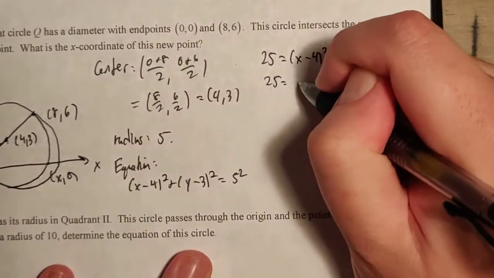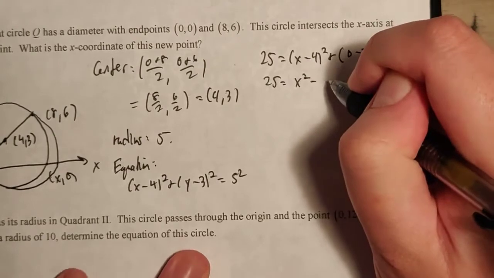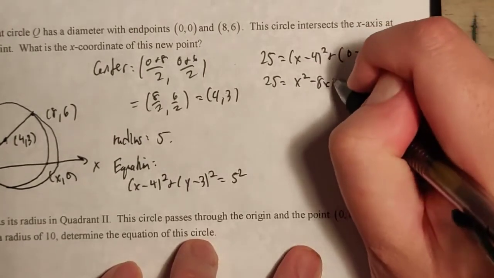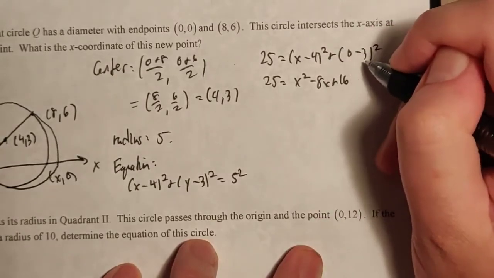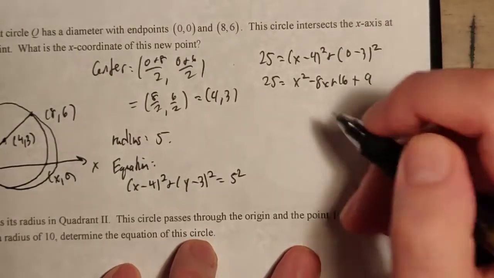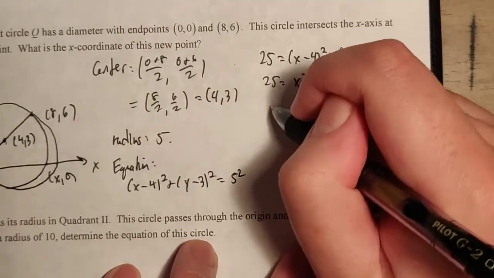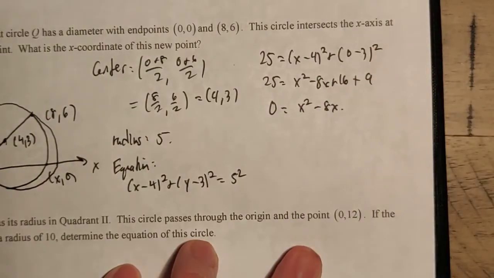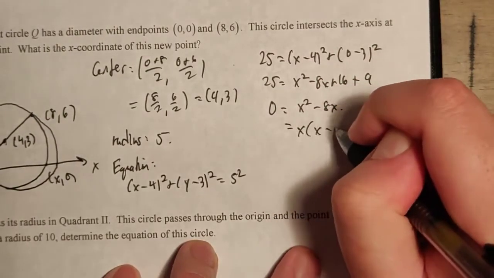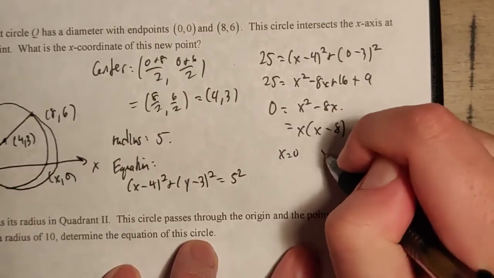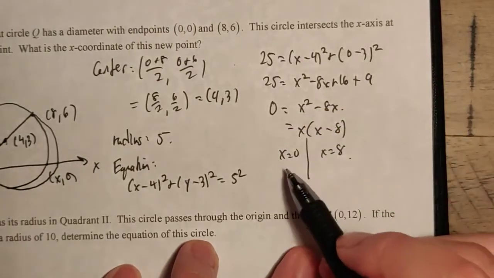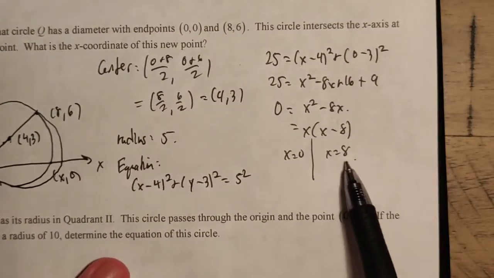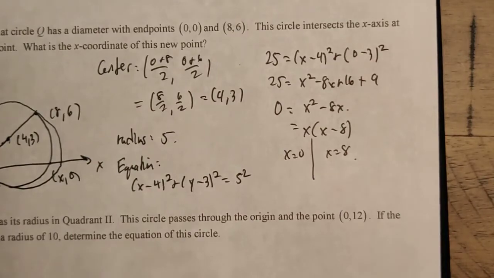So 25 in this case is x squared minus 8x plus 16, and then we have plus 9, because we have that here. Now, 16 and 9 is 25, and there's a 25 on this side, so we can subtract 25 from both sides and get x squared minus 8x is 0. Of course, this factors very well, so we get x equals 0 and x equals 8. It makes sense that we have x equals 0, because we knew it intersected at the point (0, 0). But also, that means now we have the fact that x is equal to 8.